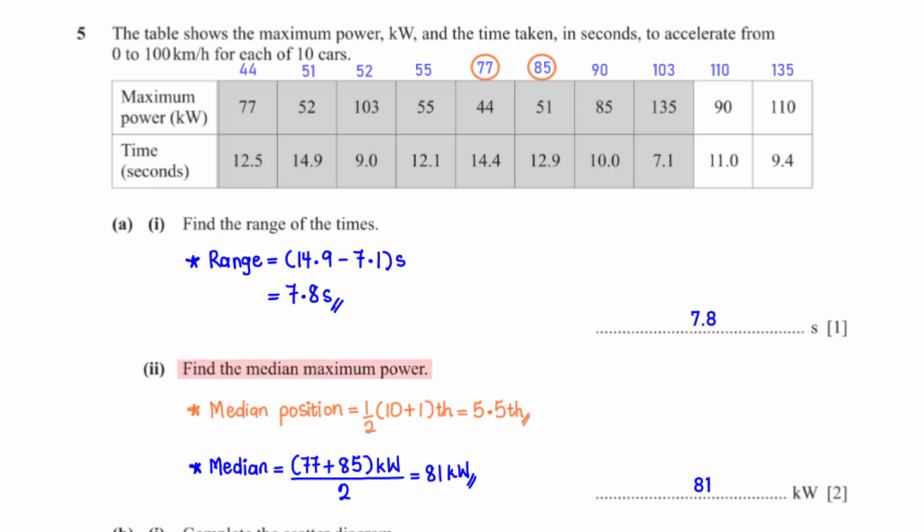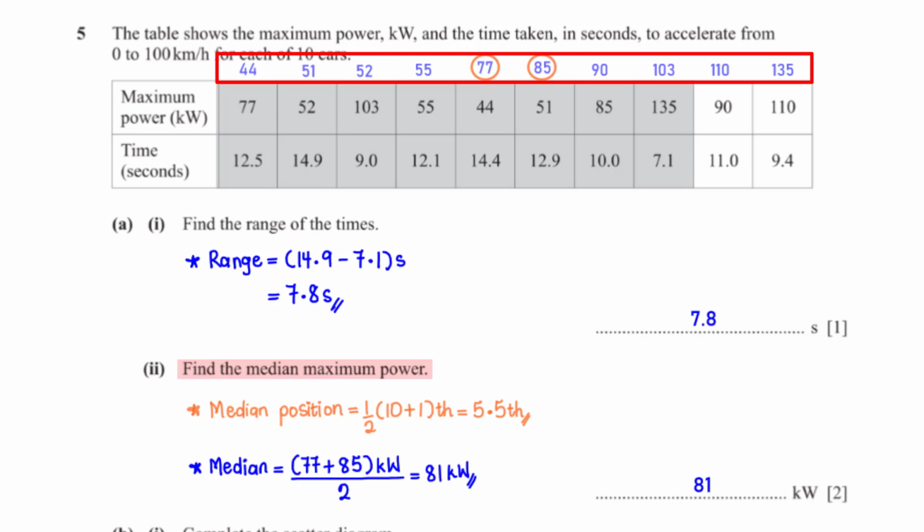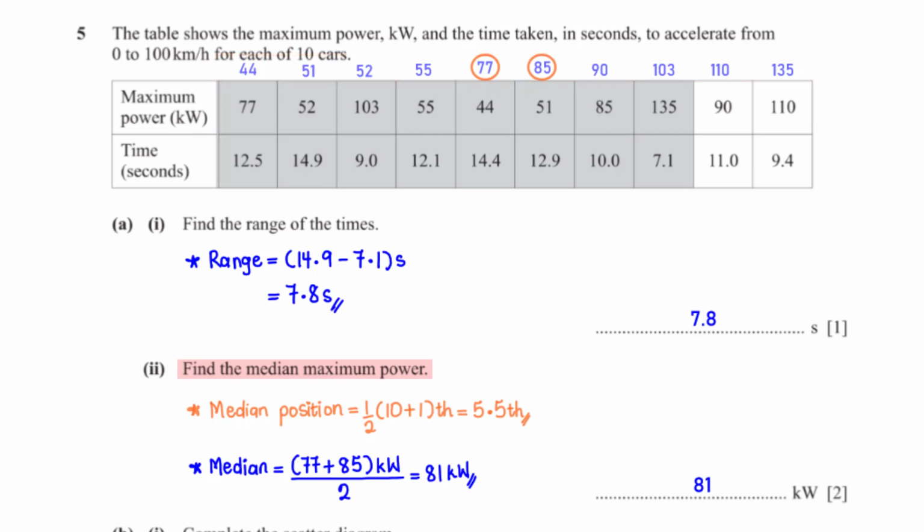Find the median maximum power. First, we need to arrange the values of the maximum power in ascending order. To get the position of the median, we use the formula half n plus 1, where n in this case is 10. This gives us 5.5. This means the median is between the fifth and sixth numbers. The fifth number is 77 and the sixth number is 85. So the median is 77 plus 85 kilowatts divided by 2, which is equal to 81 kilowatts.